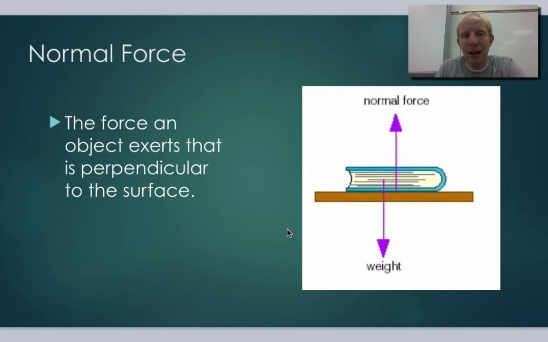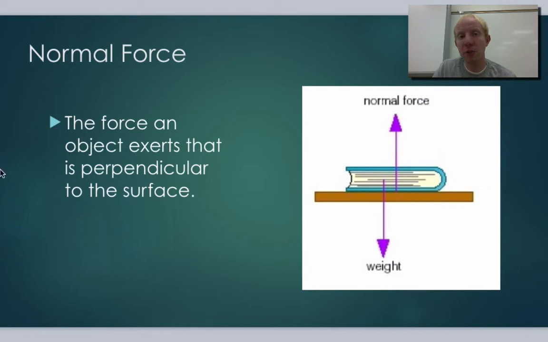Okay, and if something can't apply that much normal force, then it will break. Okay, so if you put a book on the table, it's fine. It can apply that normal force. If you put an elephant on the table, it probably will break. Okay, it can't apply that much normal force, so it will plow through the table and break it.